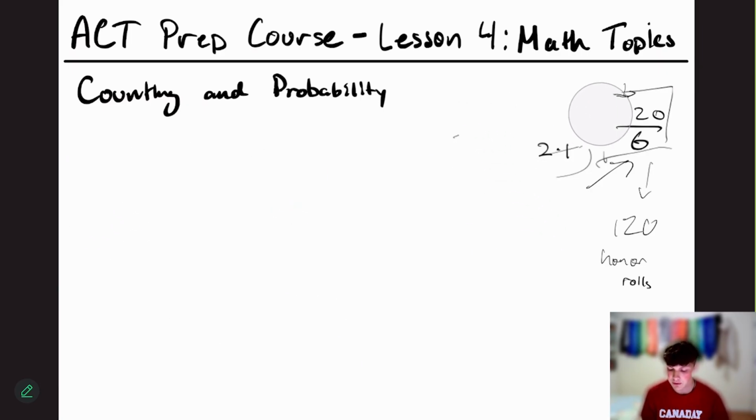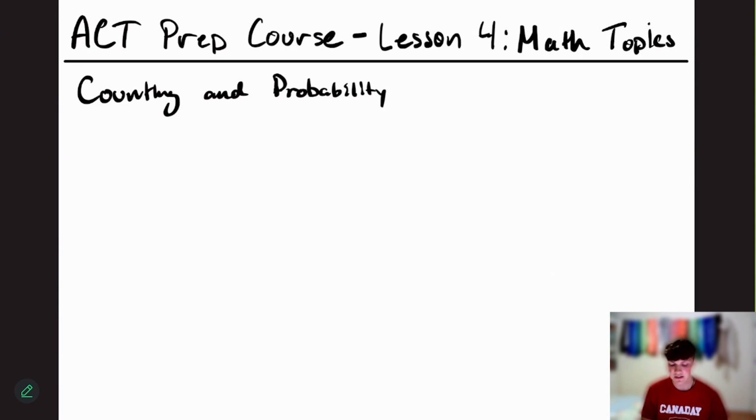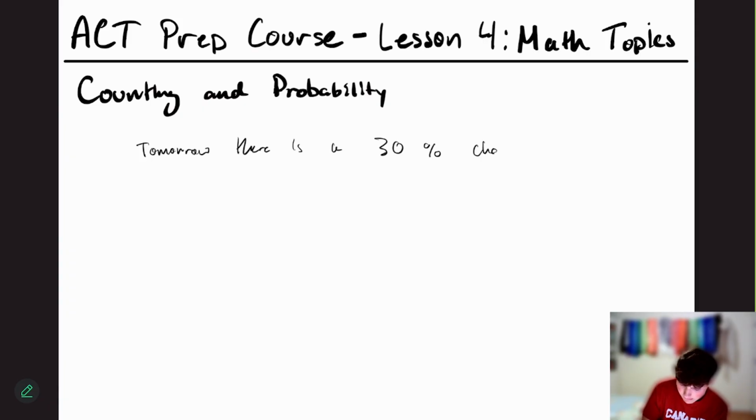And then the next thing is probability. A lot of students oftentimes get tripped up on when to multiply, when to add, things like that. So here's the question. Let's say tomorrow there is a 30% chance of rain and a 10% chance of lightning.